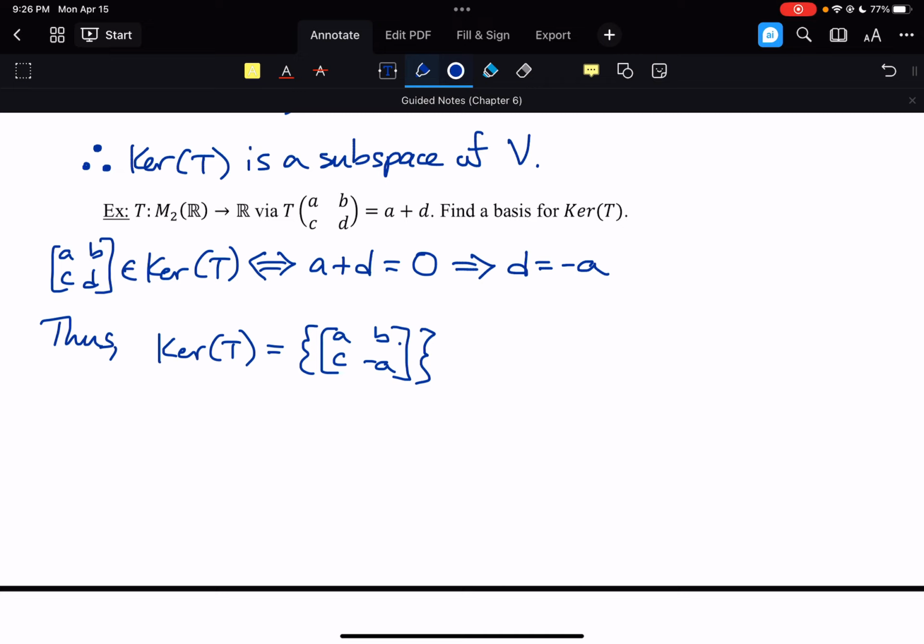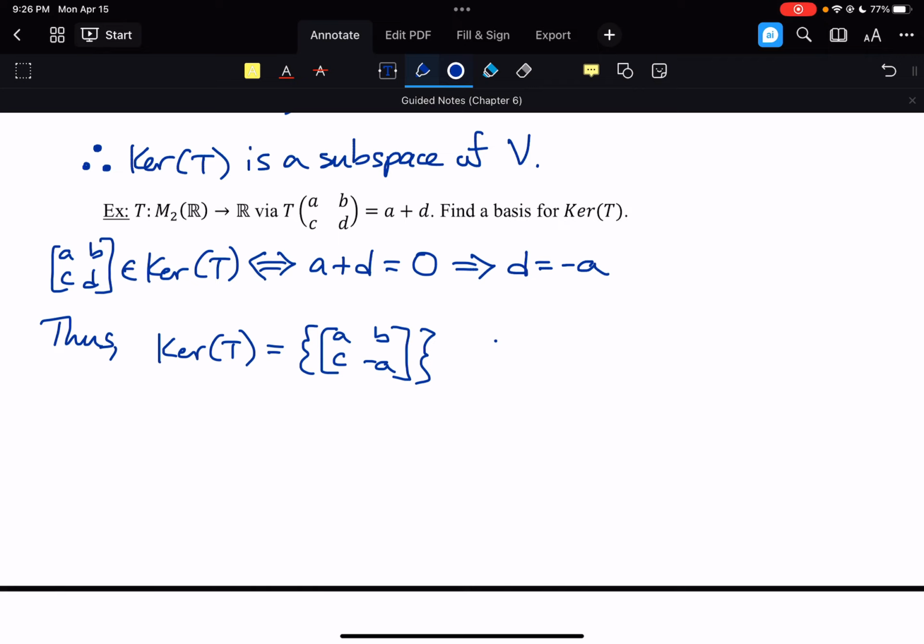So anything that has this form will be in the kernel of this transformation, because it would result in a 0 out of the transformation. So now, how do we find a basis for this? Well, we use a method that we've seen in the previous chapters. We can bust out the variables, create a linear combination, and then take all of the vectors from that linear combination. We know that the linear combination will span all of those vectors, and that provides us with the basis.